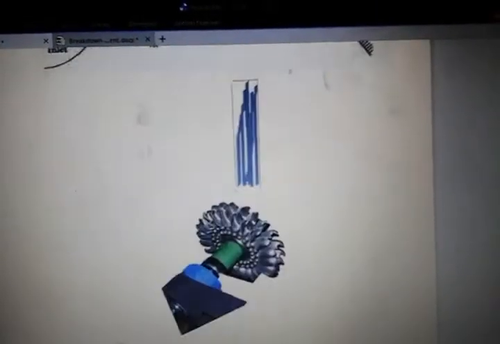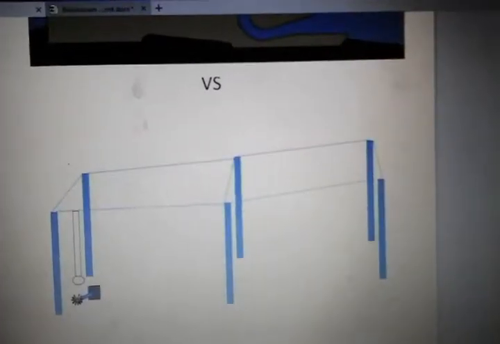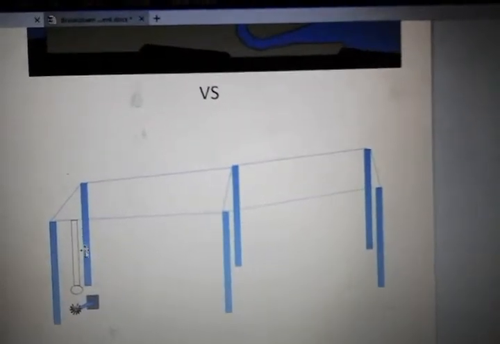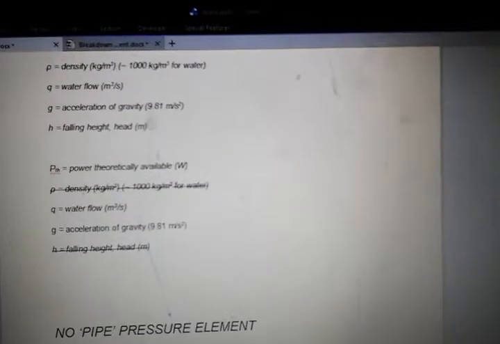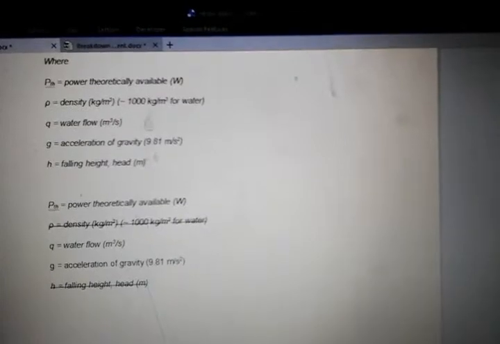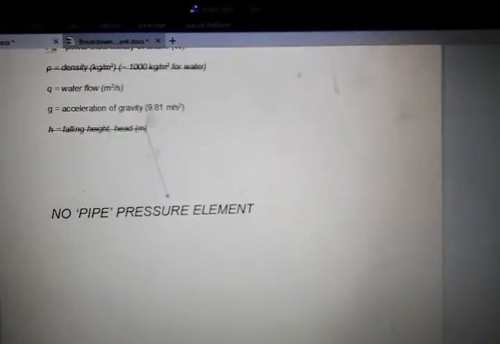So ours is more of a dense kind of falling height, so it involves more pressure. It has a pipe, so that really increases the pressure a lot. We can reduce the pipe through which the water is flowing down to hit the turbine. So we will not consider this formula because of these two things, the density and the falling height. As you can see, there is no pipe pressure element.